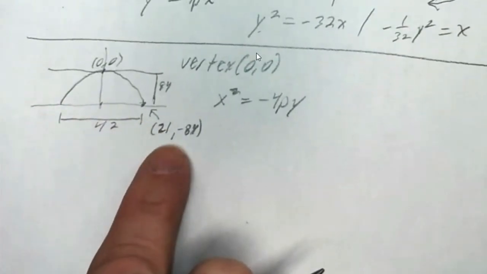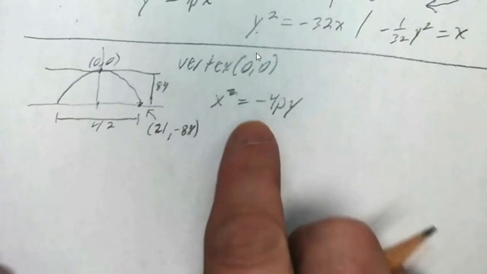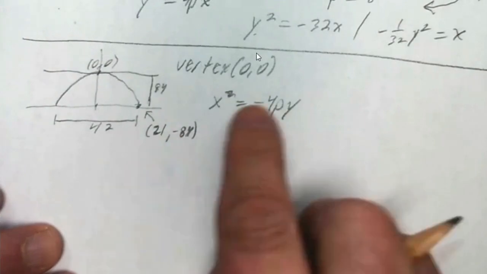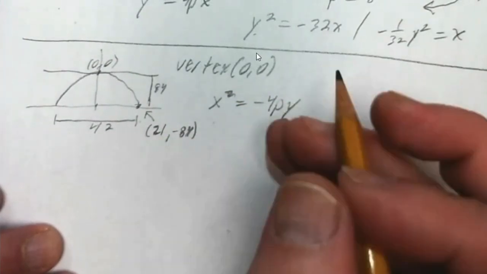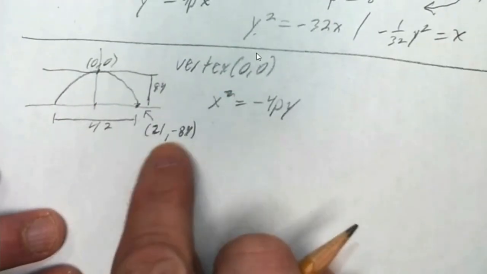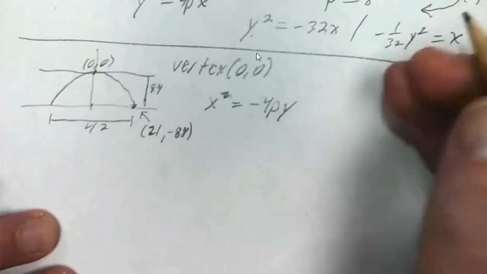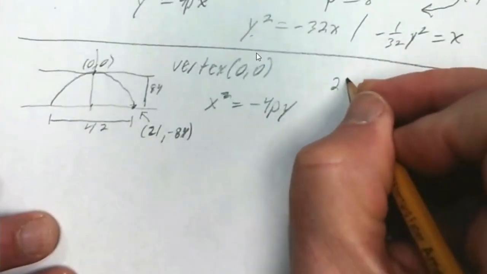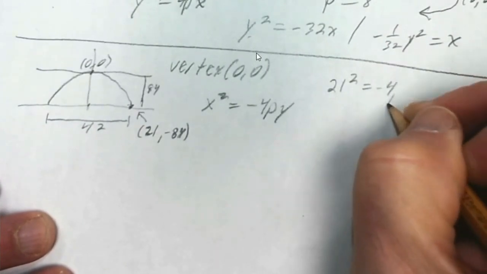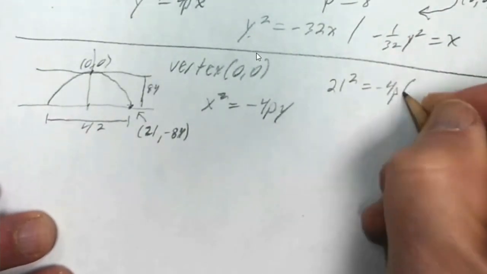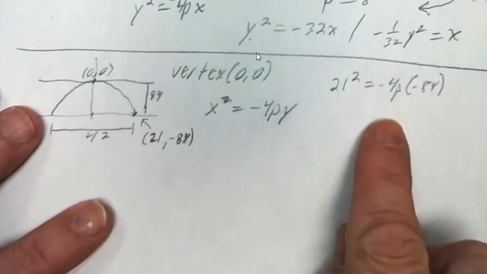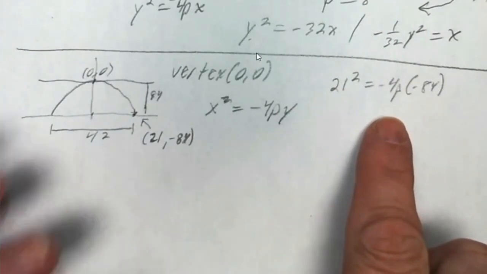We know this point is on this equation, on this curve. Now our negative may mess up. We just know when we're done, there has to be a negative out here, because this is a downward facing parabola. We can substitute these values into our equation. So the x is 21. So 21 squared equals negative 4p, and the y is negative 84. Solve for p.